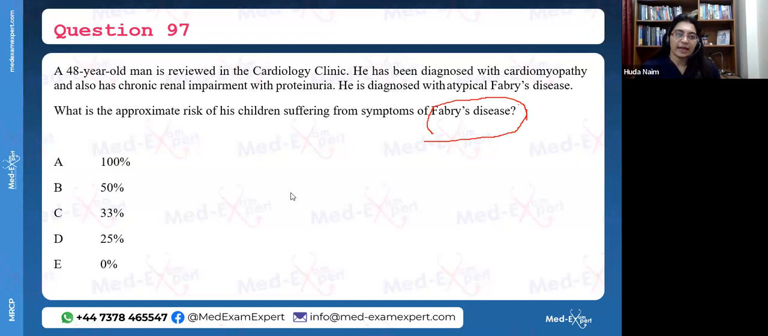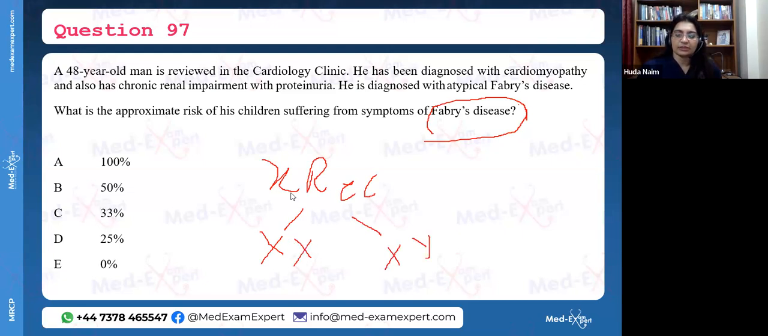Since you're telling me this is an X-linked recessive, right? So he will be giving all the X chromosomes to his children. That means the sons will get the Y chromosome and the daughters will get the X chromosome. Suppose this is the disease chromosome. So the sons will not get the disease, and the daughters would be carriers. Get the point? So what percentage of his children would be suffering? Zero. Very good, Dr. Nam.